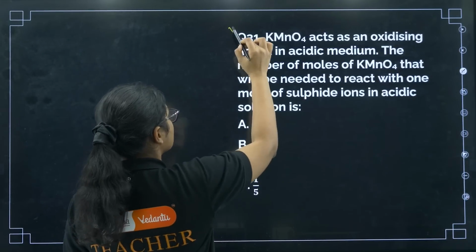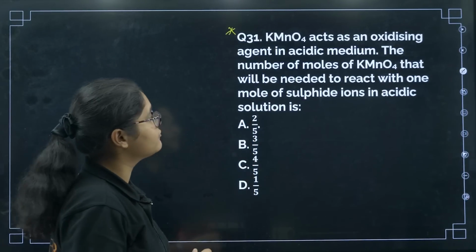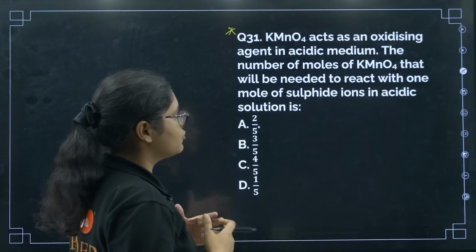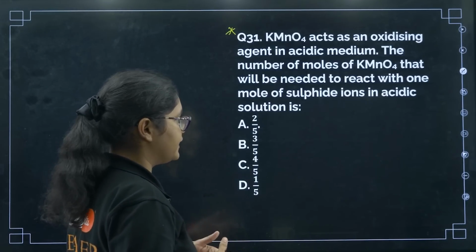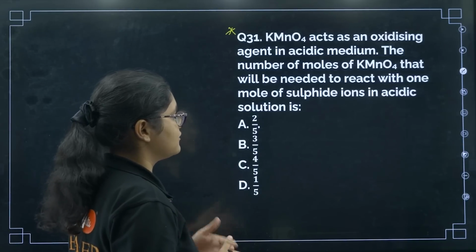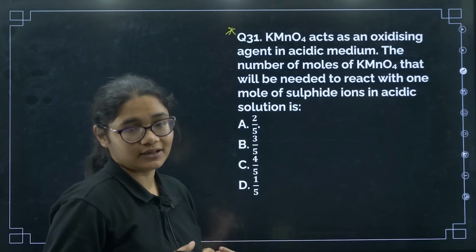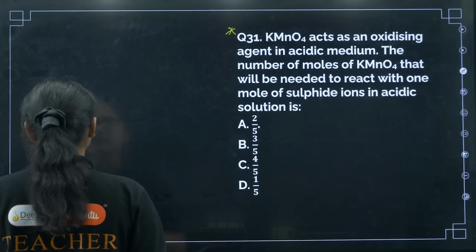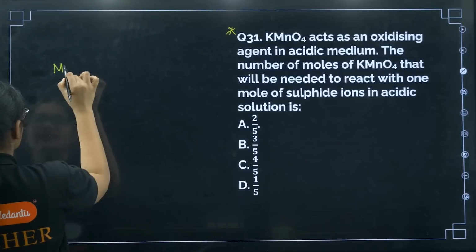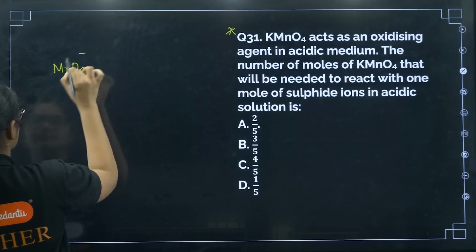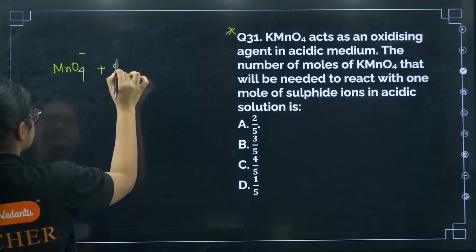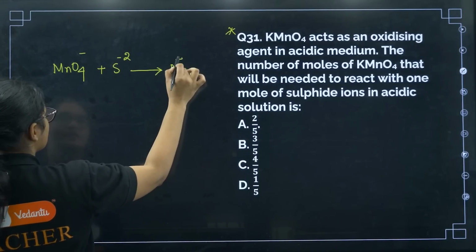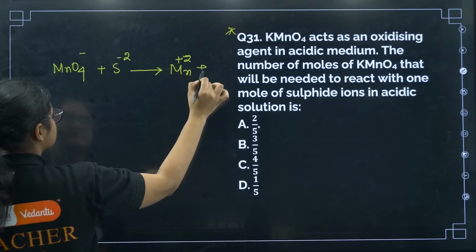Yes, this is again an important question here. KMnO4 acts as an oxidizing agent in acidic medium. The number of moles of KMnO4 that will be needed to react with 1 mole of sulfide ions in acidic solution is... Okay, fine. So let us see here. If you see in acidic medium, what happens? MnO4 minus gets converted to Mn2+, and S2 minus is converted to S.